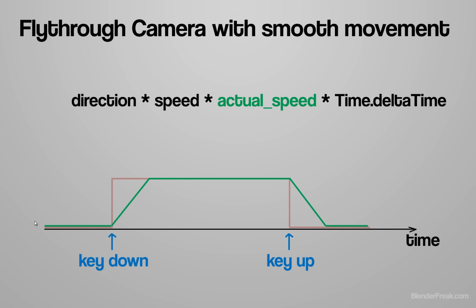So the actual formula for our camera movement will be the direction, which will be a vector, multiplied by the maximum speed of the camera, then multiplied by the actual speed, which will be a float value from 0 to 1, which will determine how fast is our camera currently moving. And because we will do it in update function, we multiply this with time.deltaTime, which is the difference between the frames. So let's get coding.